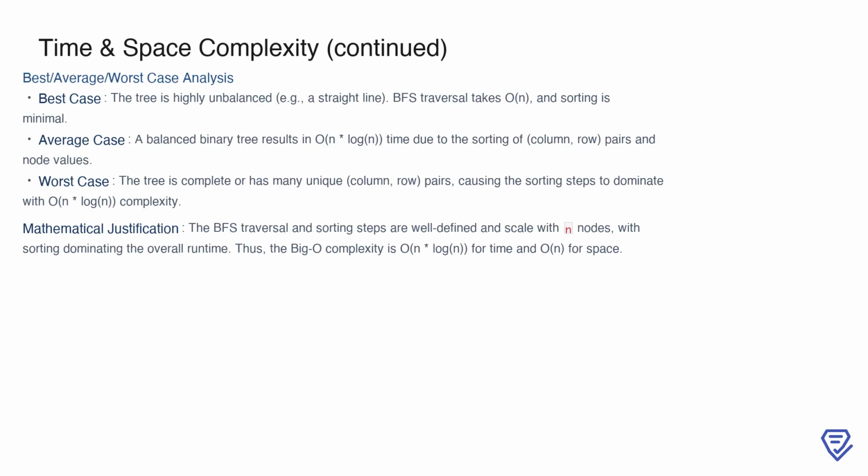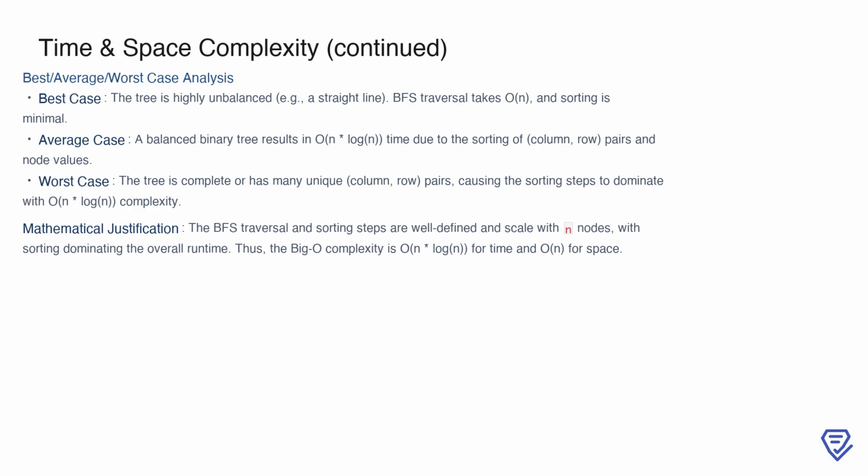Finally, let's break down the best, average, and worst-case scenarios for this algorithm. In the best case, where the binary tree is highly unbalanced, such as a straight line, the BFS traversal takes n time, and the sorting operations are minimal. In the average case, we consider a balanced binary tree. Here, the sorting of column, row pairs and node values contributes to the n*log n time complexity.